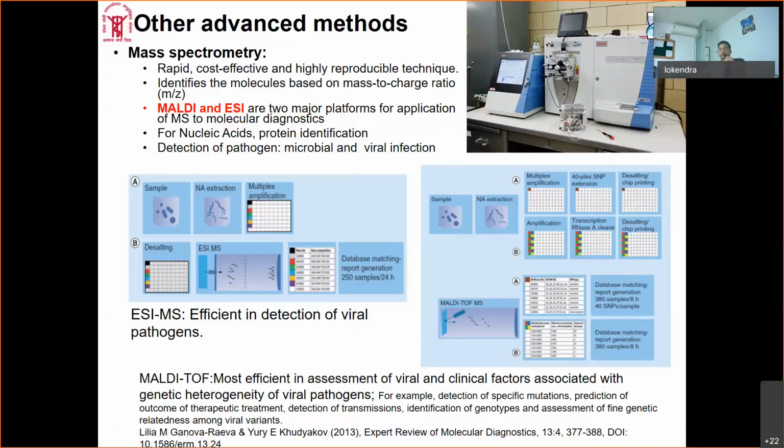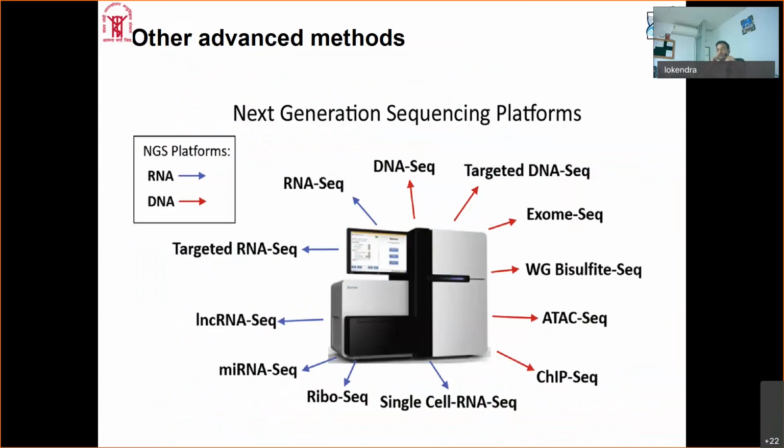So MS is again a coming up area, but hopefully nowadays it is most frequently used as a nucleic acid and protein identification method, specifically for microbial and viral infections. Although it is slightly expensive, depending on the sample size, it can be scalable and made cost effective. Another one, the most important and much talked about method, is NGS, that is next generation sequencing platform, and they are very useful.